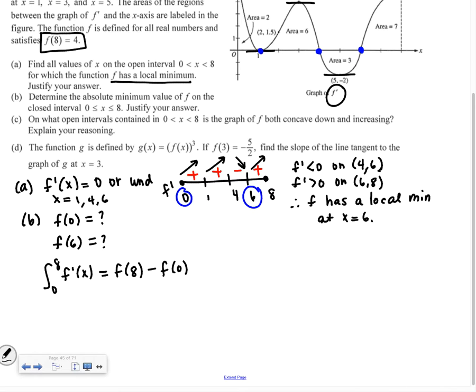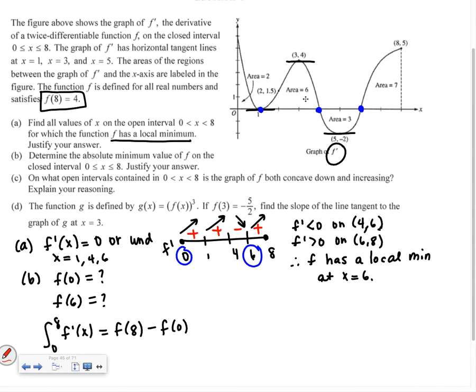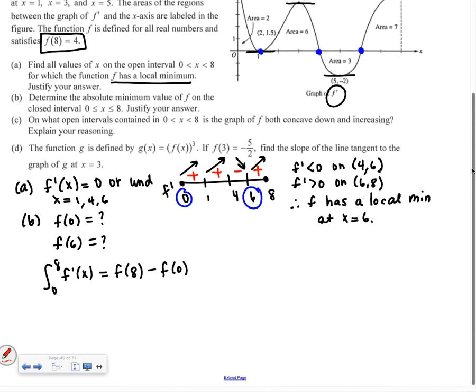Okay, so looking at my graph, if I'm finding the integral from 0 to 8 of f prime of x, I'm using those areas that are listed. Okay, so if I go from 0 all the way to 8, I'm going to have positive 2, positive 6, negative 3, positive 7. Okay, that's what's represented by this integral. All right, and then f of 8 was given to us, it's 4. f of 0 is what we're trying to find. So as we do that, we get 8 minus 3 is 5, plus 7 is 12. So we end up getting that f of 0 is equal to negative 8.